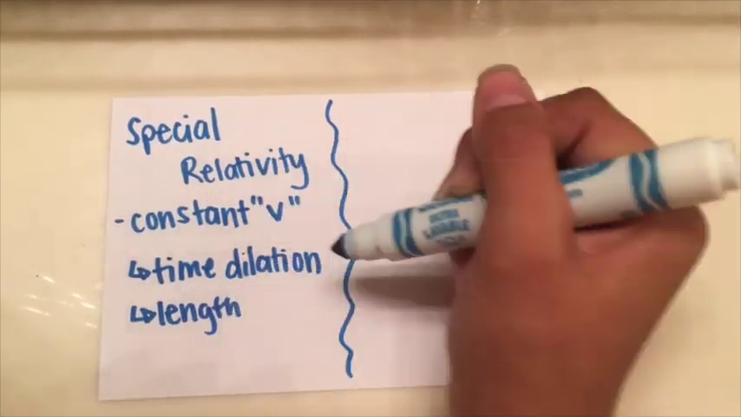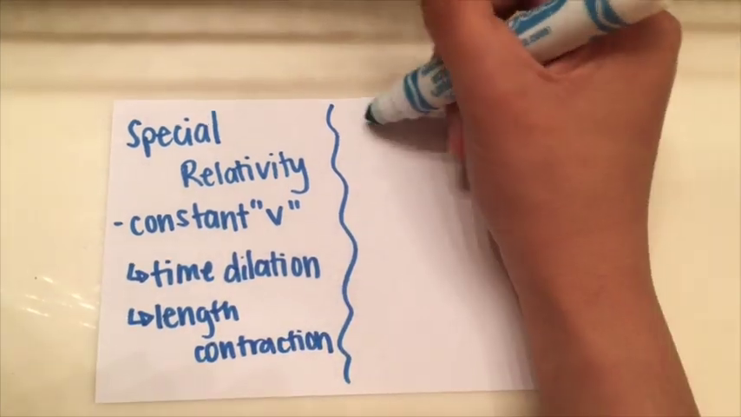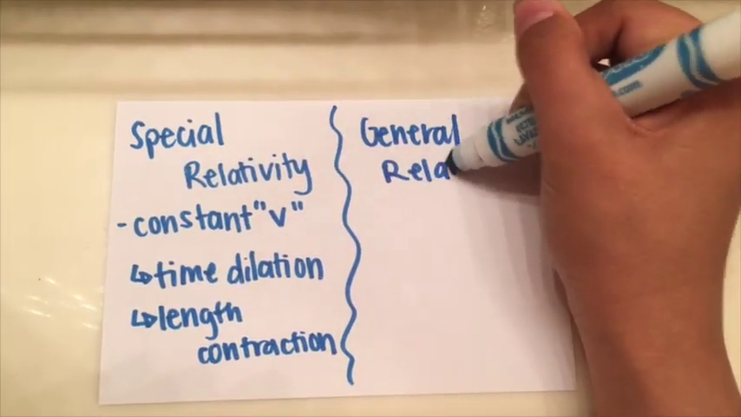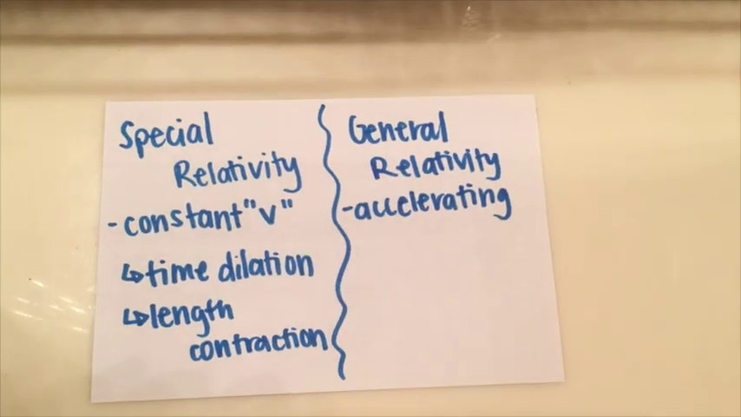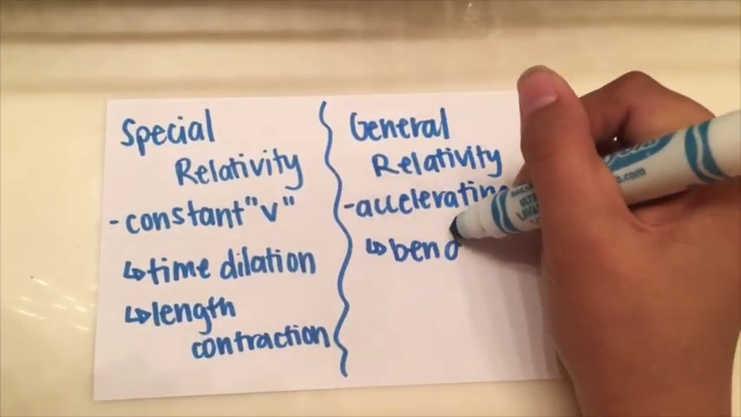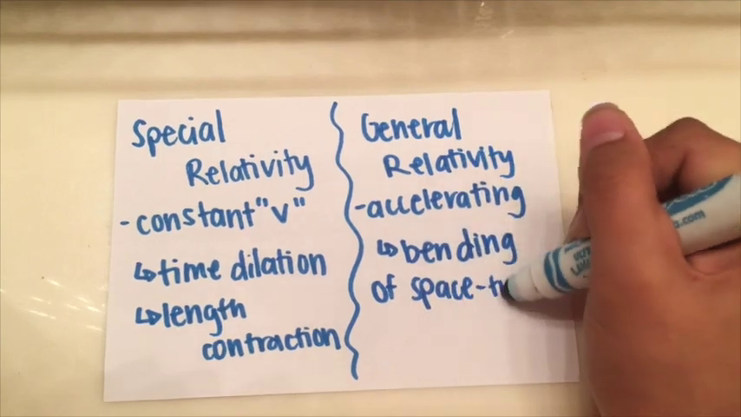On the other hand, general relativity focuses on objects that are accelerating, which is speeding up or slowing down, and takes into account the force of gravity. General relativity particularly influences the bending of spacetime due to large-scale objects such as planets.